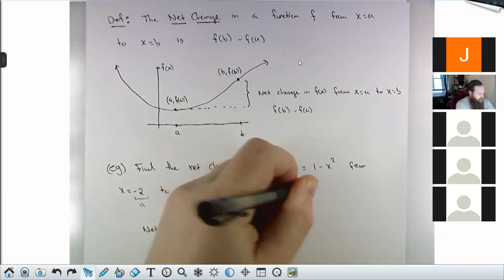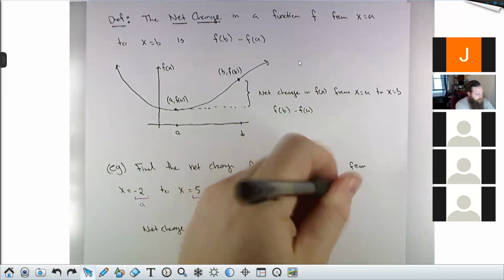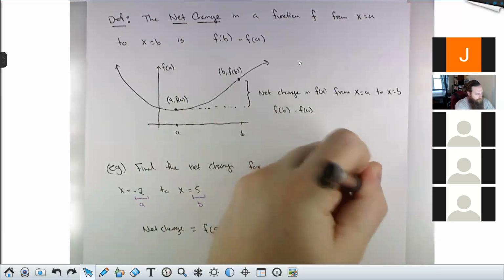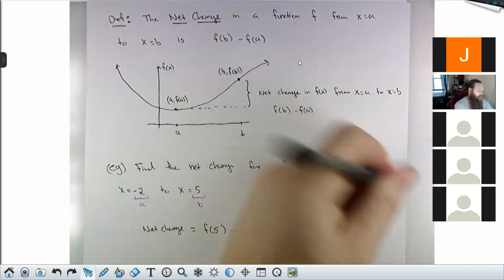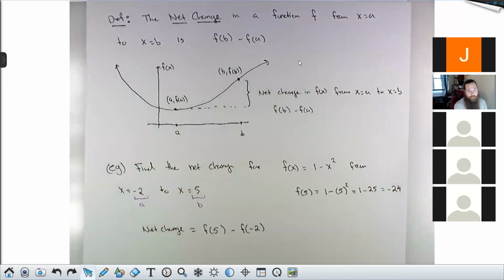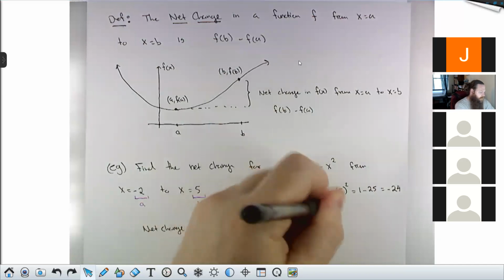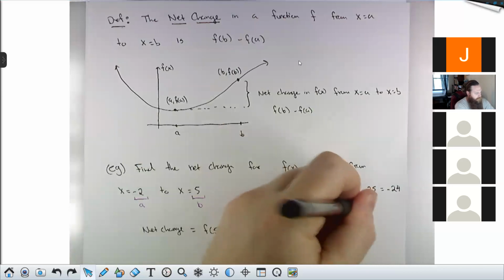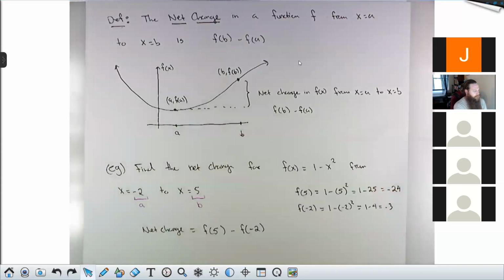F of 5 is 1 minus 5 squared, which is 1 minus 25, which is -24. And f of -2 is 1 minus -2 squared, which is 1 minus 4, which is -3.